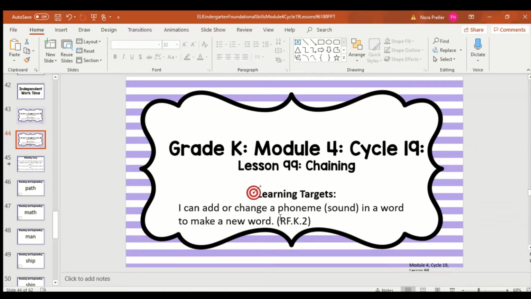Now you're probably like, what's a phoneme? Phoneme is a fancy word for sound. So we're going to change sounds in words to make new words. I always call that word magic in class. So we're going to be doing some word magic today.